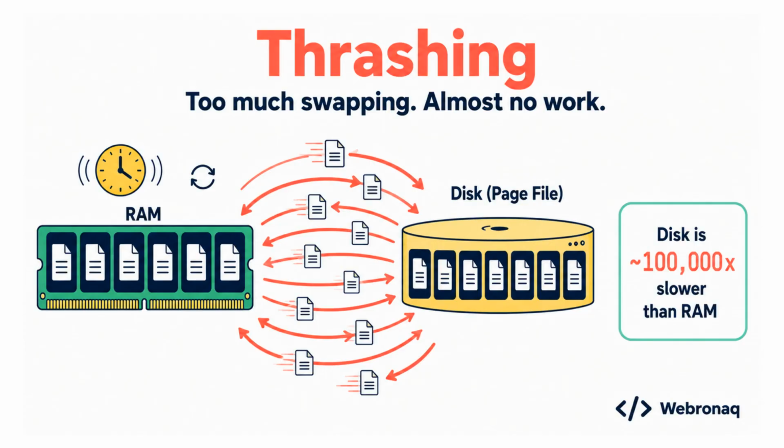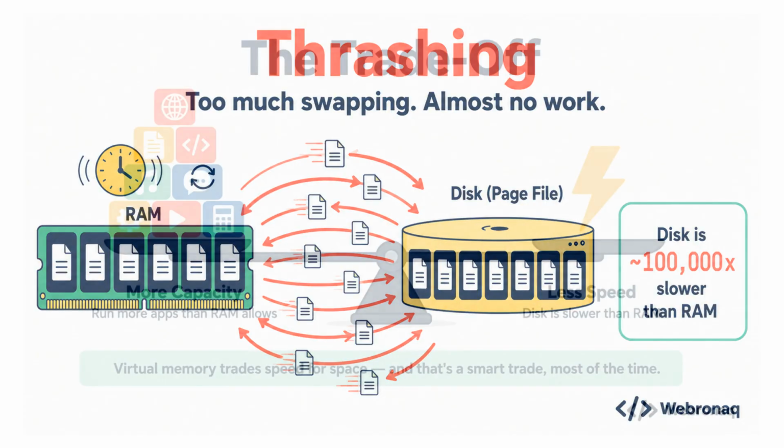But when you open way too many apps and your RAM is severely overloaded, the OS starts swapping pages in and out constantly, over and over, with barely any real work getting done in between. This is called thrashing. The CPU is busy, the disk is busy, but your apps feel frozen. Your mouse lags. A click takes 5 seconds to register. That's not your computer being old or broken. That's thrashing. The fix is usually simple. Close some apps, or add more RAM. So virtual memory is powerful, but it's not free. Let's look at the trade-off.